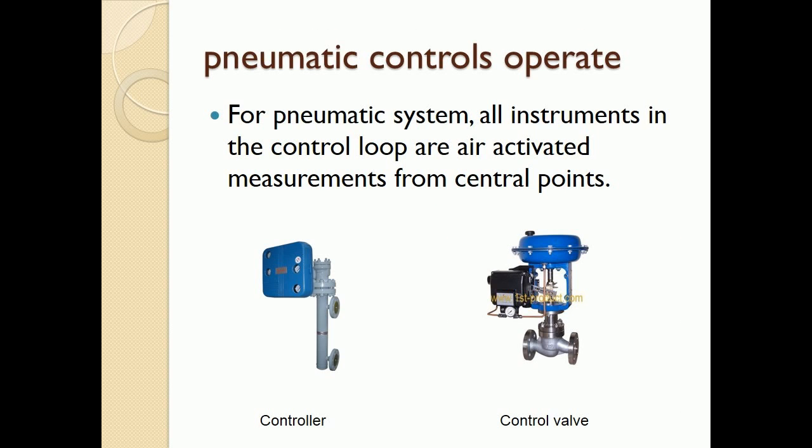For a pneumatic system, all instruments in the control loop are air-activated measurements from central points. There is the controller which generates an air signal, which is transmitted to the diaphragm of the control valve actuator to move the valve.